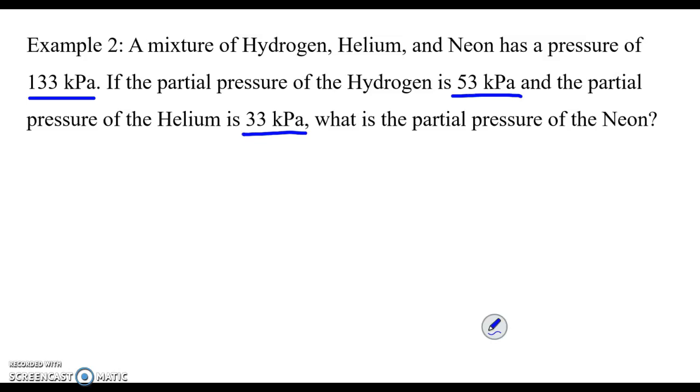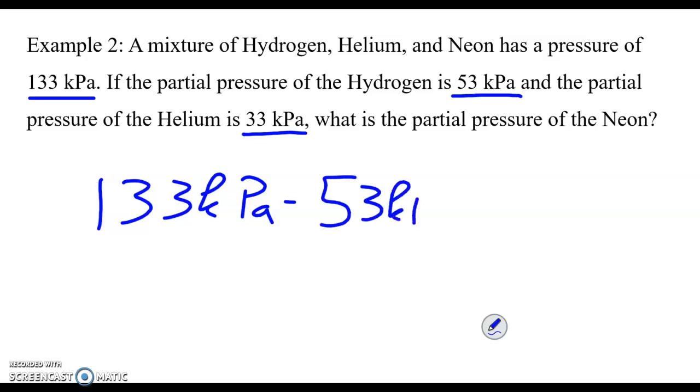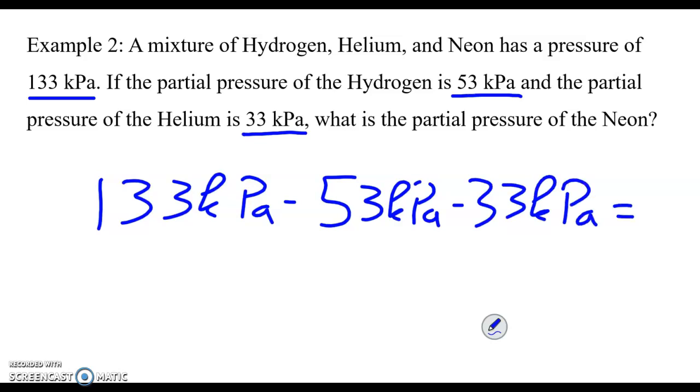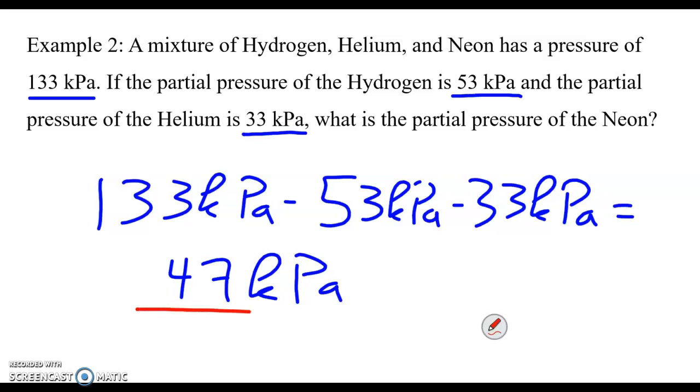So again, I'm going to take my total pressure and I'm going to subtract out all of my known partial pressures. So 53 and 33. And when I put that in, my calculator says that it should be 47 kilopascals. Again, none of my numbers have any decimals in them, so I'm ready to present no decimal, 47 kilopascals, as my final answer to the partial pressure of the neon.